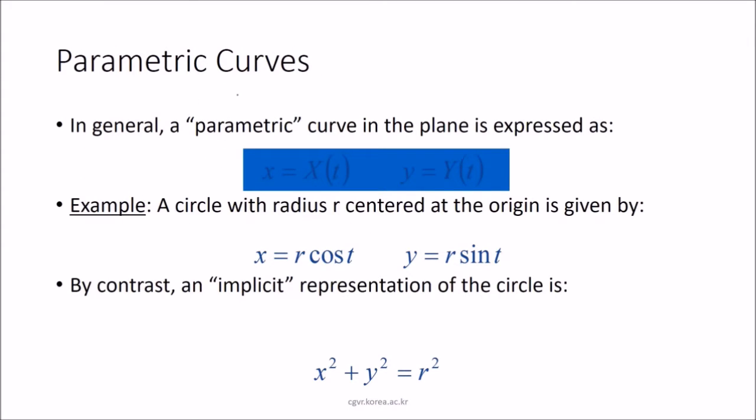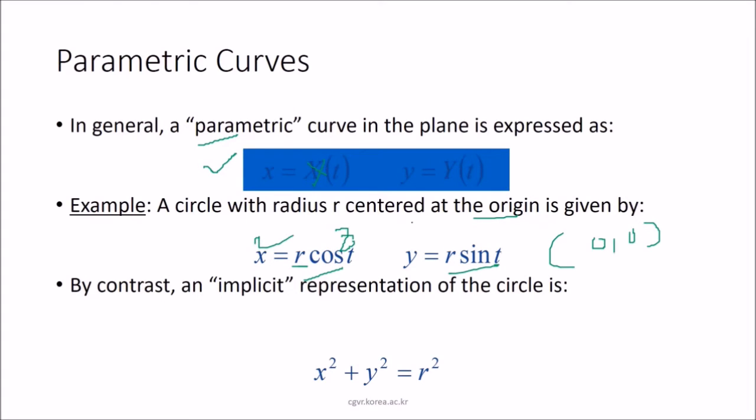In the parametric curves, in general, a parametric curve in the plane can be expressed as x is equal to capital X(t), y is equal to capital Y(t). This is the representation of a parametric curve. For example, a circle with radius r centered at the origin 0, 0 is represented by x is equal to r cos t, y is equal to r sin t. By contrast, an implicit representation of the circle is x square plus y square is equal to r square.